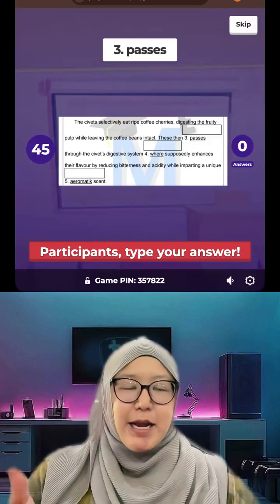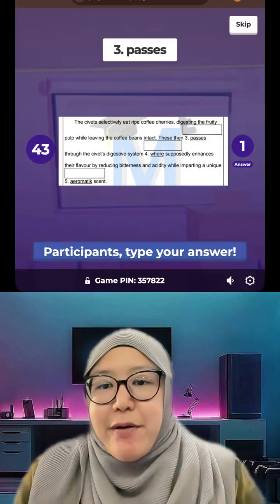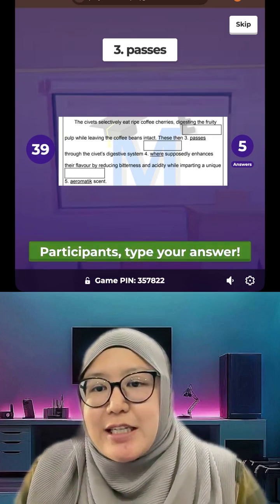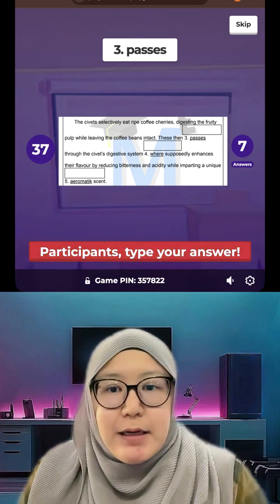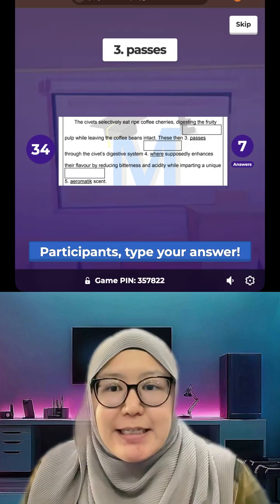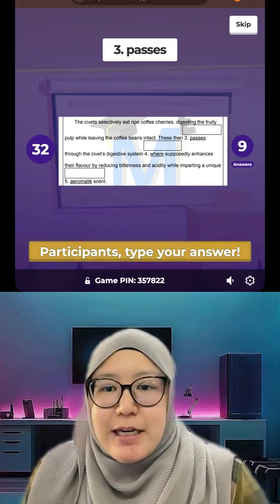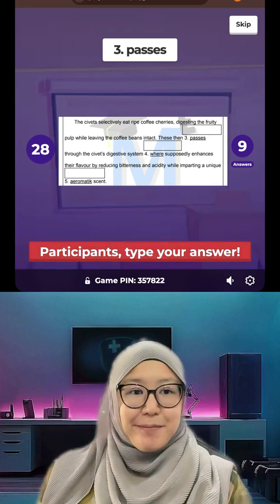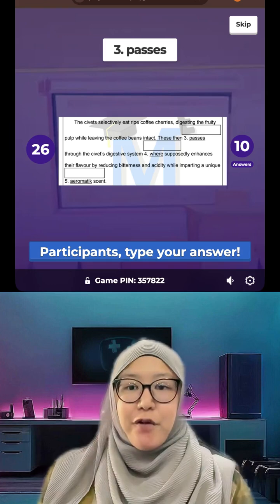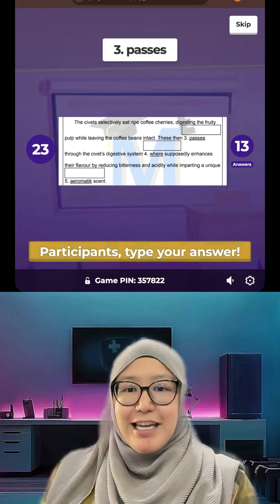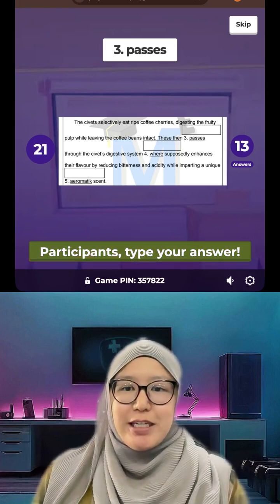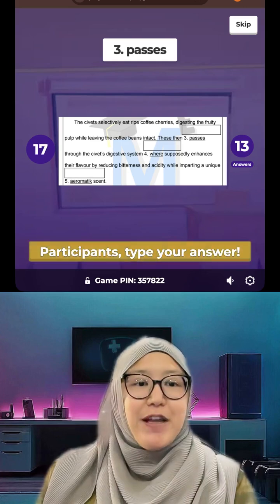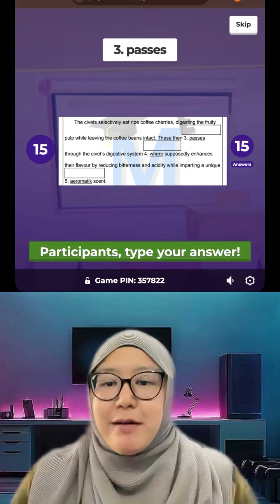Passes, is this a spelling error or a grammatical error? These then passes through the civet's digestive system. I think I've already given you the hint there. These then passes through the civet's digestive system. Oh, you're the fifth, Iceman, fireman.